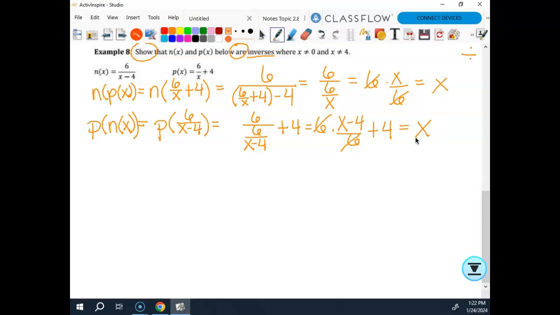Then I'm left with x minus 4 plus 4, which gives me x. And if you wrote an extra step in there, that's fine, but you didn't have to. It's okay to skip some steps. It's not okay to skip all of them.